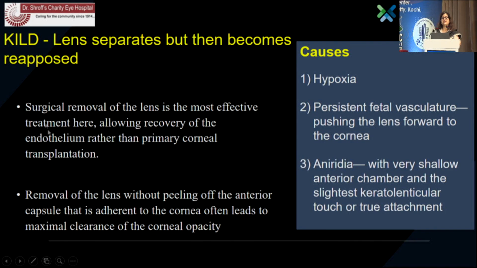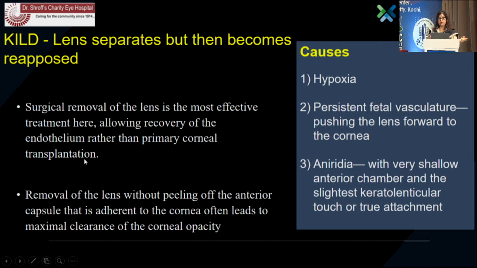Third condition is lens separates, but then again becomes reapposed. So what is the pathology is that there could be hypoxia or persistent fetal vasculature pushing the lens forward onto the cornea, or it can be associated with aniridia with very shallow anterior chamber and keratolenticular touch. So here, the surgical removal of lens, when the lens is attached to the cornea, you have to remove the lens, do the cataract surgery, allowing the recovery of endothelium on its own rather than primary corneal transplantation.